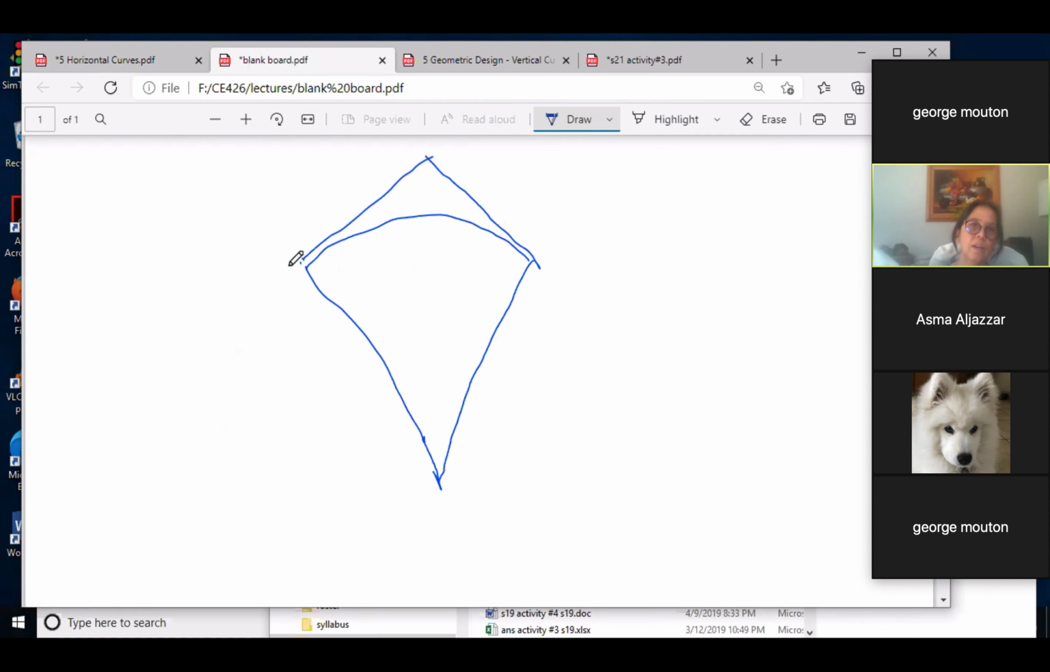So here you have this one. This is the PC, the point of curvature, right? So 2 plus 25 is here. And now you need to lay it out one by one. 1, 2, 3, 4, 5.